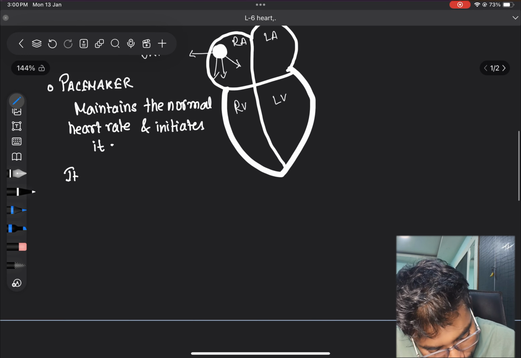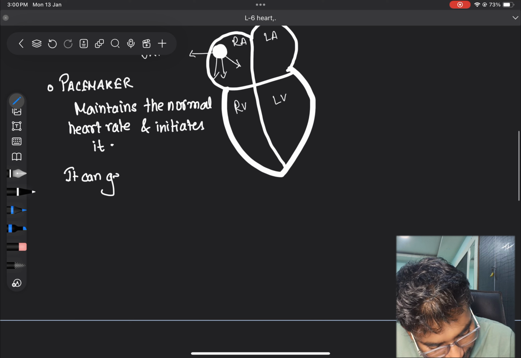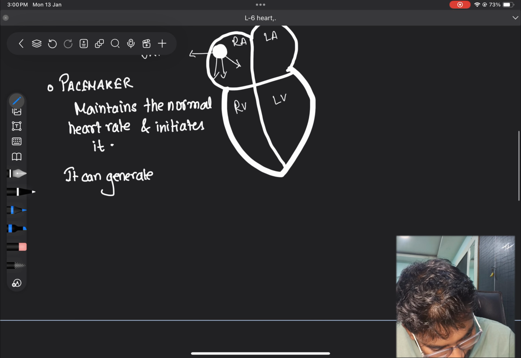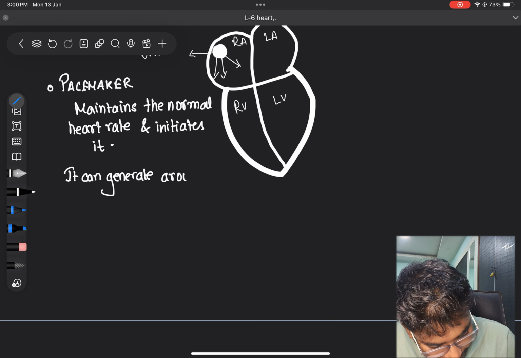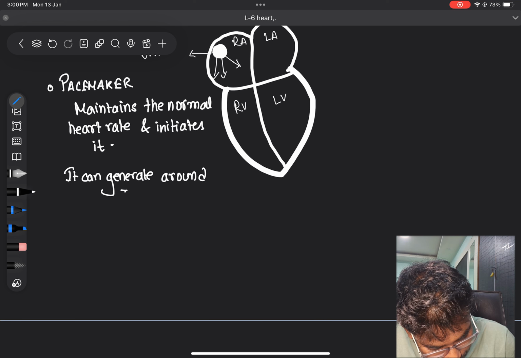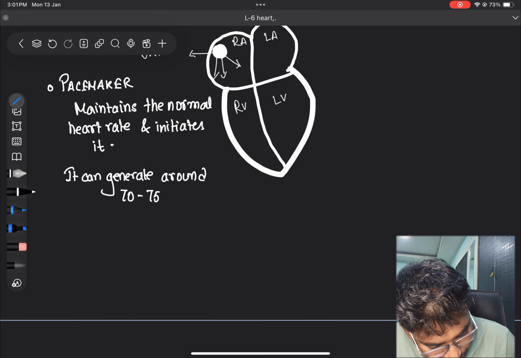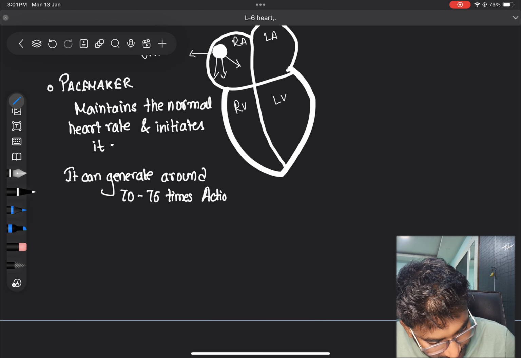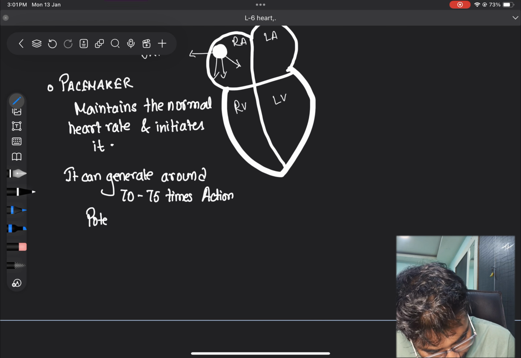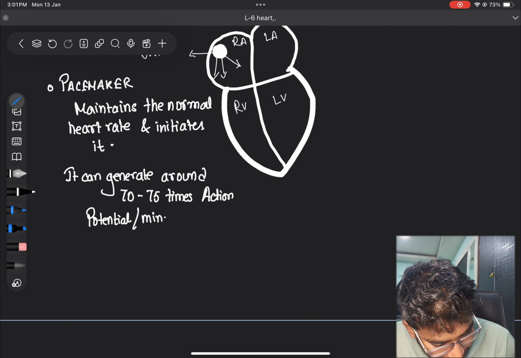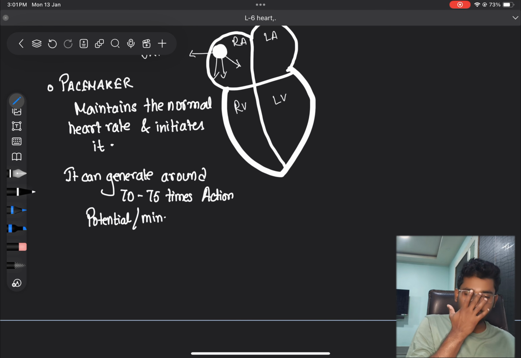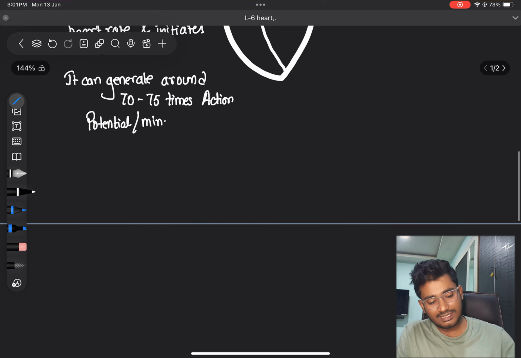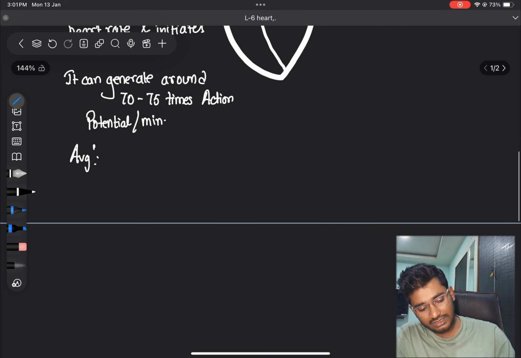Now it can generate around 70 to 75 action potentials per minute. It can generate 70 to 75 beats per minute. That is, on average, the normal heartbeat is 72 BPM.